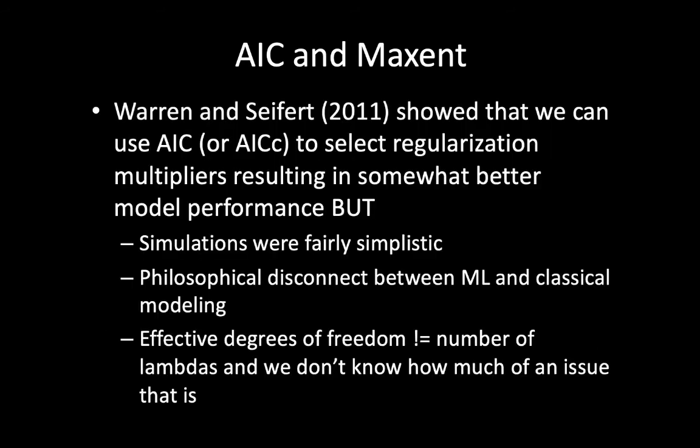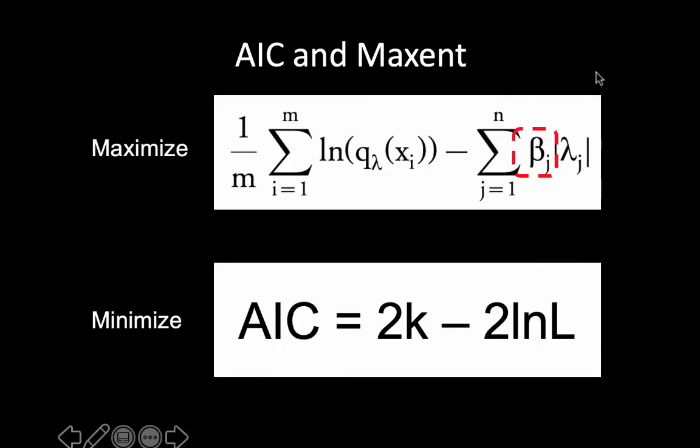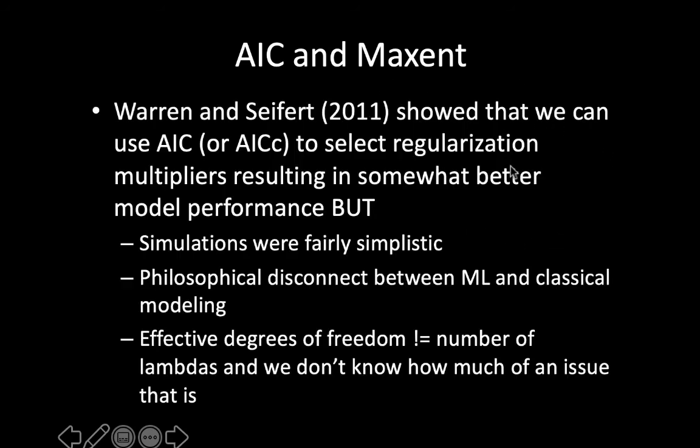So Steph Seifert and I, she was an undergrad, I was a grad student at the time, set out to show whether we could use AIC or AICc to select regularization multipliers for Maxent models. So we're not replacing the regularization. Regularization, sorry, is this phenomenon of restricting overparameterization. We weren't replacing the regularization that's going on in Maxent. We were just saying, can we use AIC to select a value of that regularization multiplier that approximates the penalty for additional parameters that we would have if we were using AIC.